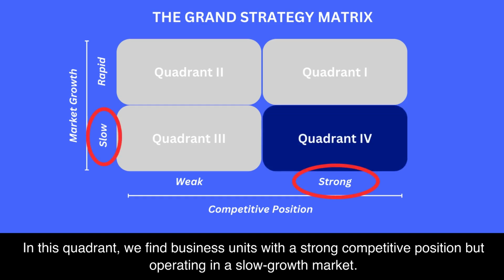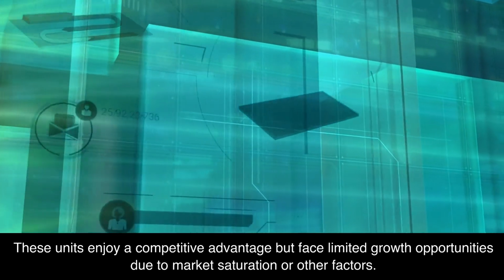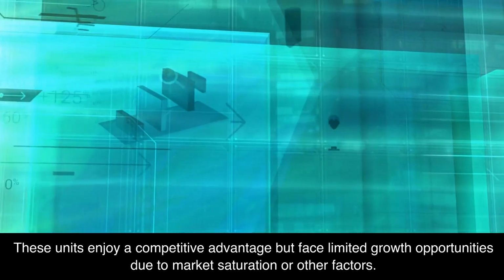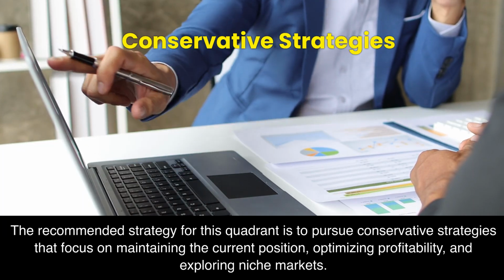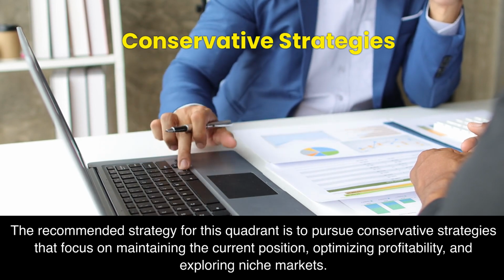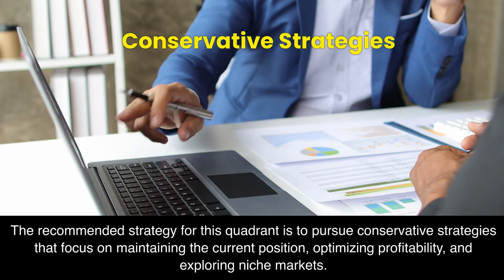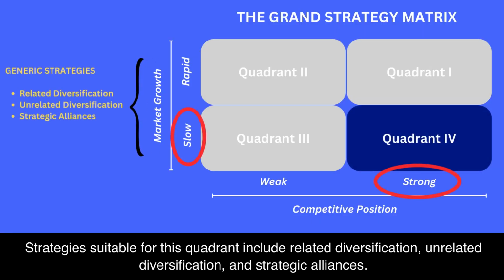In this quadrant, we find business units with a strong competitive position but operating in a slow growth market. These units enjoy a competitive advantage but face limited growth opportunities due to market saturation or other factors. The recommended strategy for this quadrant is to pursue conservative strategies that focus on maintaining the current position, optimizing profitability, and exploring niche markets. Strategies suitable for this quadrant include related diversification, unrelated diversification, and strategic alliances.